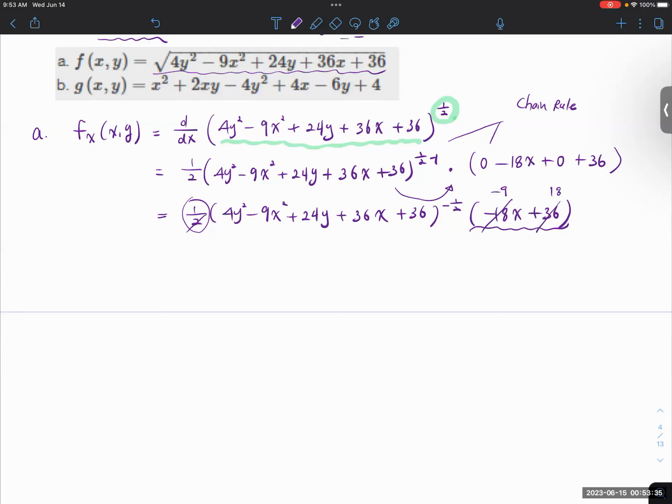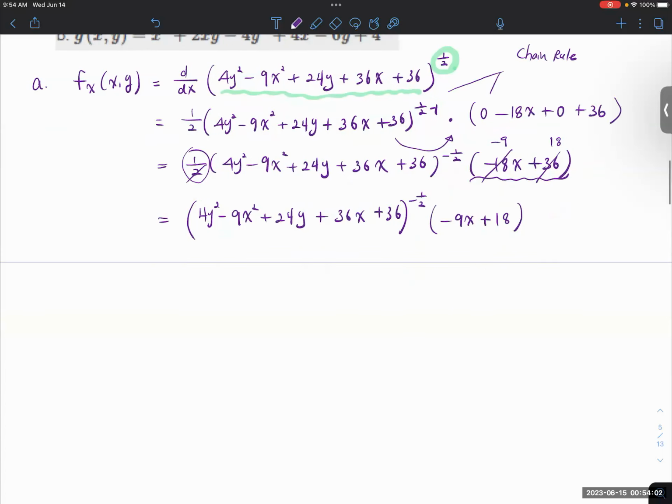So if I rewrite them, this is going to be 4y² + 9x² + 24y − 36x + 36 to the negative 1/2, and I have a (−9x + 18). Are we okay? So now, what are you guys going to do?